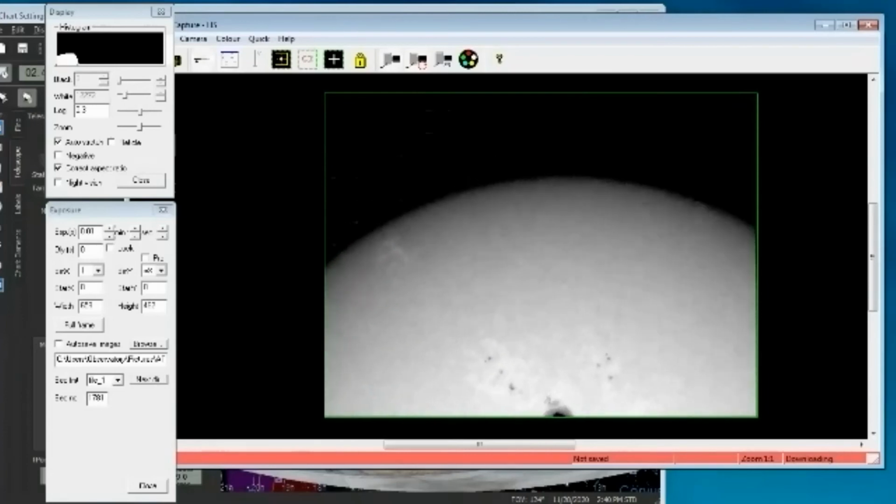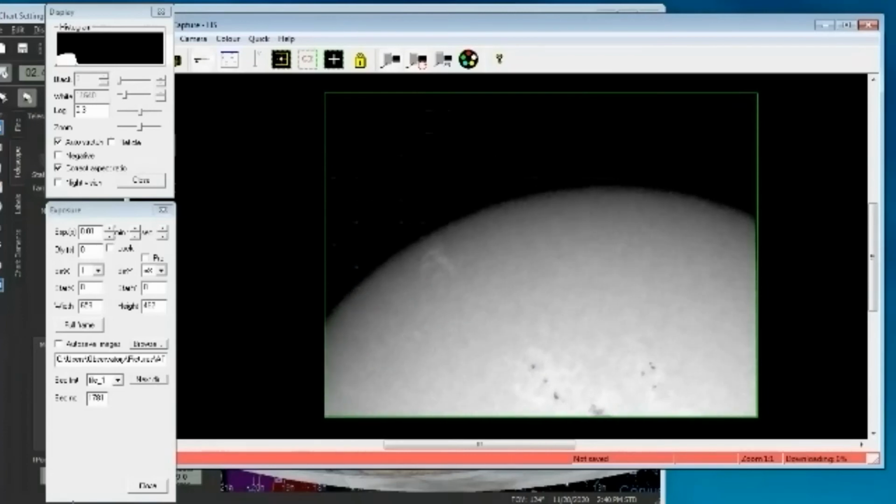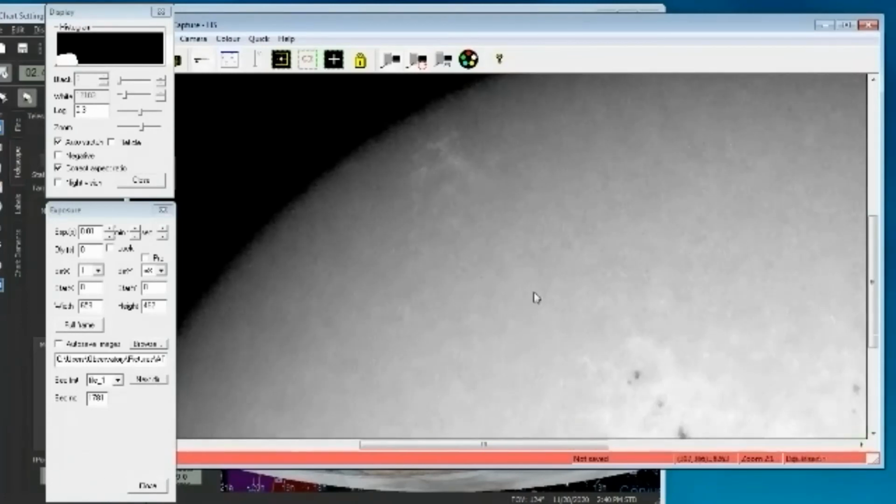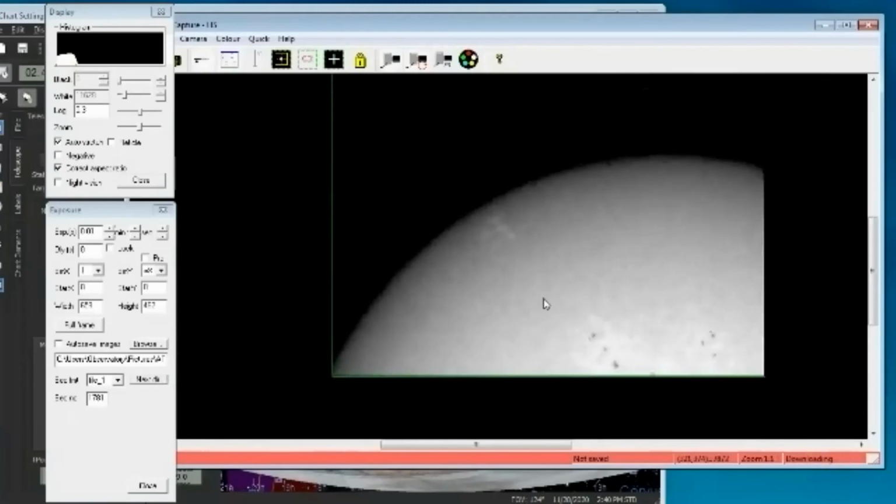So there's actually a little black dot at the front edge of that in white light, but you're just seeing the faculae around it. So, yeah, I can't see the spot. I can only see the faculae.